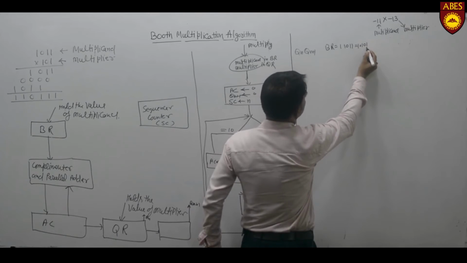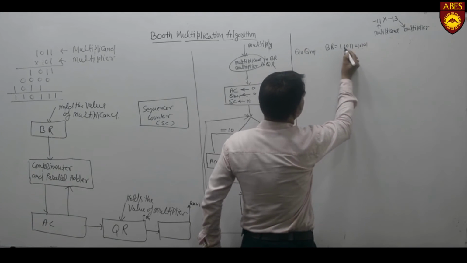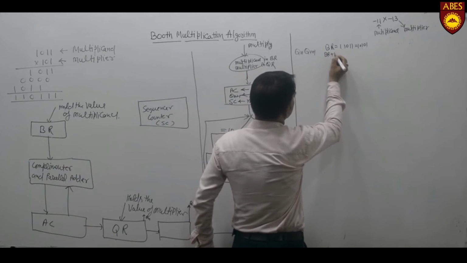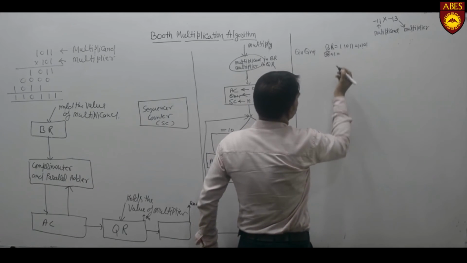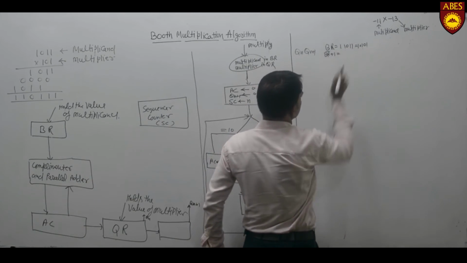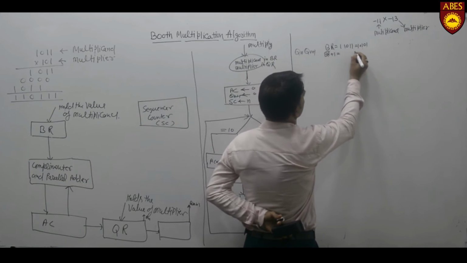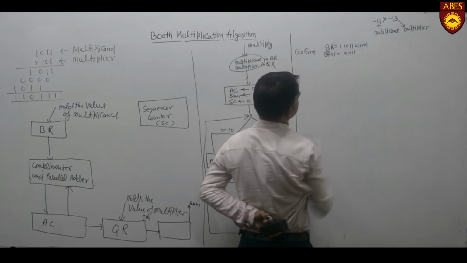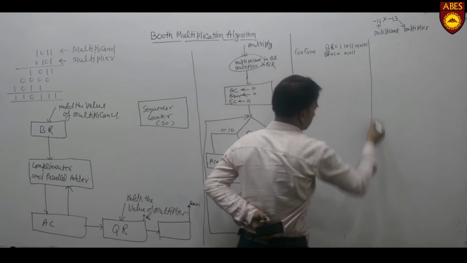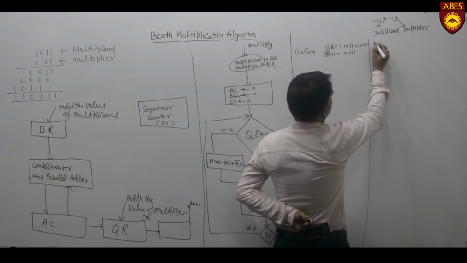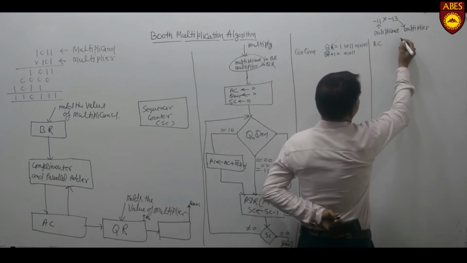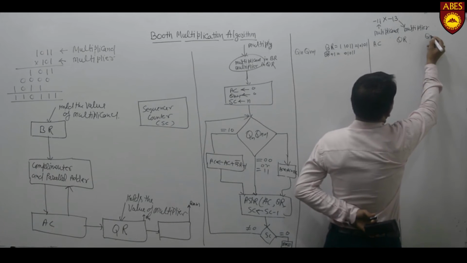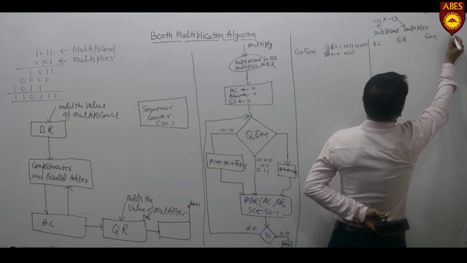So 1, 0, 1, 0, this, and the value of BR plus 1, the subtraction: 1, 1, 0, 1, 0. AC and QR and Qn plus 1 and the sequence counter.